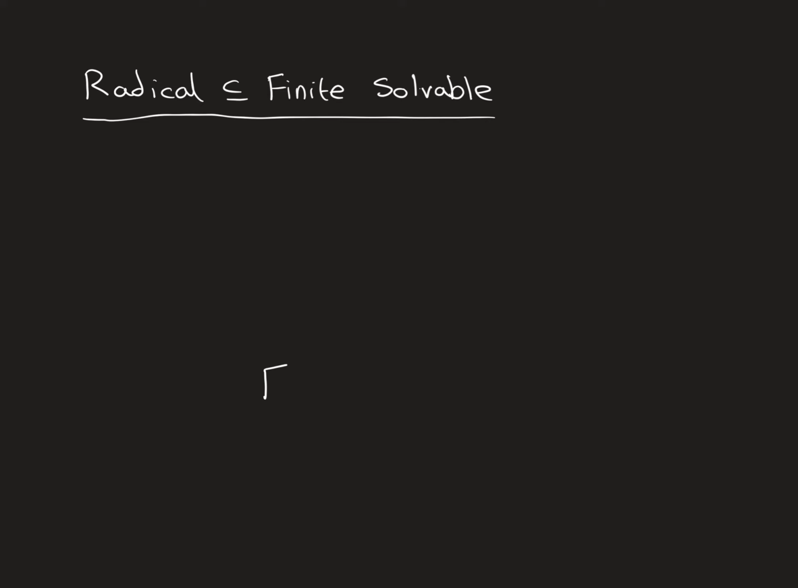So we have a characteristic zero field F, so the characteristic of F is equal to 0. And we have a radical extension of it, R. I now need to show that this arbitrary radical extension of F is contained inside some larger extension of F which is finite solvable. And I'm going to build that for you. I'm going to overtly show you how to construct such an extension.